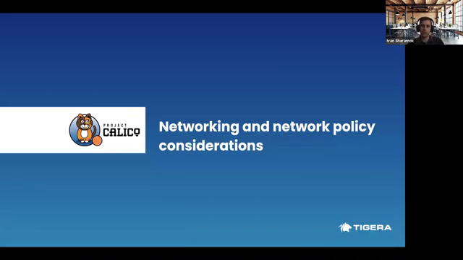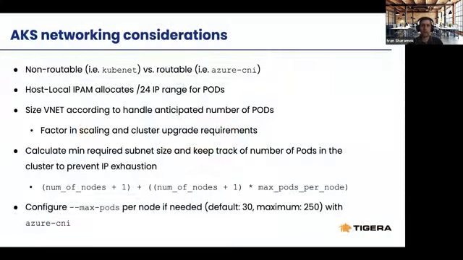To sum it up, let's briefly go through a few bullet points on what options you get and what networking considerations you need to think about. You get options between a non-routable network with kubenet in a Kubernetes setup, or a routable network where Azure CNI is used. With a non-routable network, you get host local IPAM, and you get a /24 IP range for pods on each node, that's /24 per node.